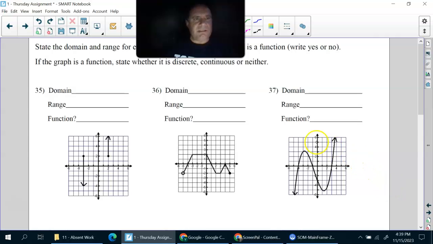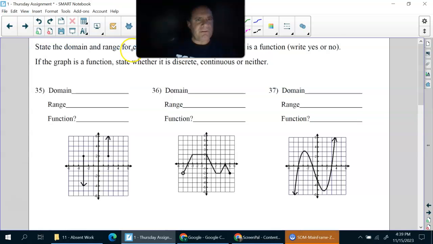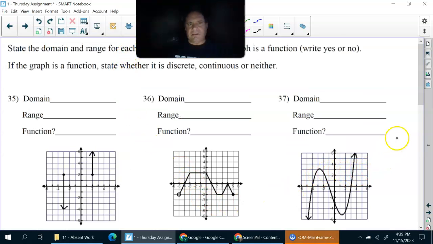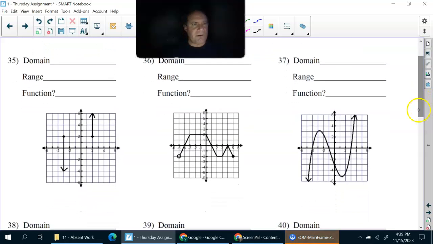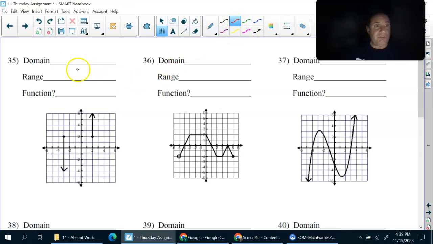All right, so it says state the domain and range. Let me just mess with this page width for a second. And state whether it's discrete, continuous, or neither. We're not going to do that, so we're not going to worry about that. We're just going to worry about what we've studied so far: domain, range, and function. So we're saying that this is not a function, because if you do the vertical line test, an x repeats and goes to 2 different y's.